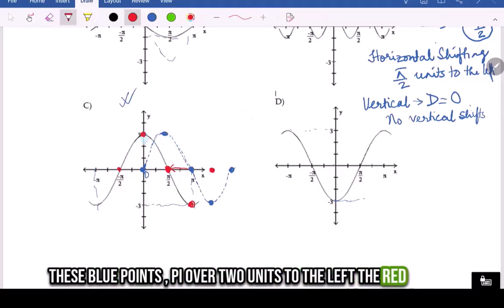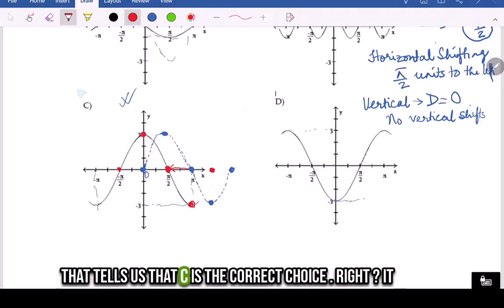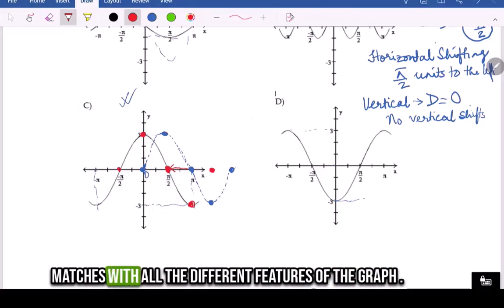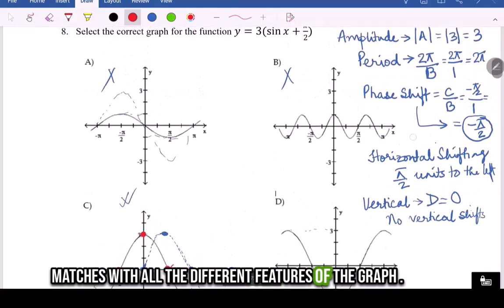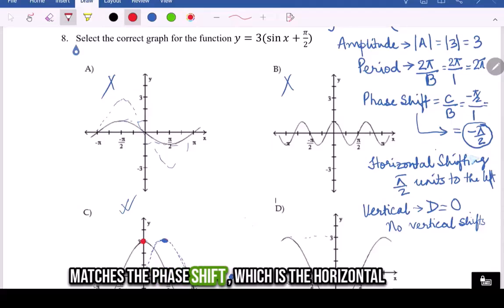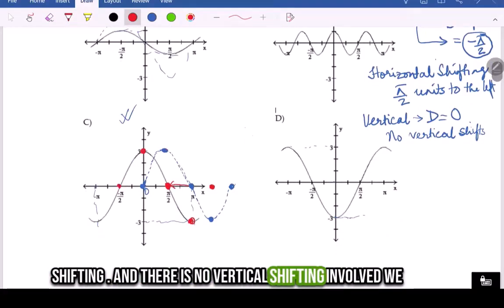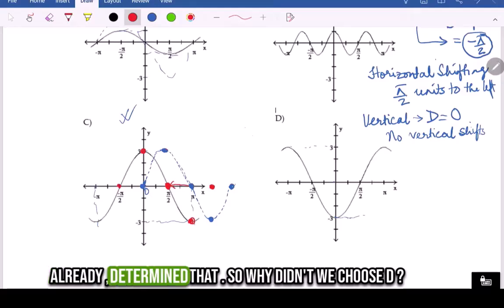So now we see all these points, these red points, after moving these blue points pi over 2 units to the left, the red dots are all on the graph given to us in picture C. So that tells us that C is the correct choice. Right? It matches with all the different features of the graph. It matches the amplitude, it matches the period, it matches the phase shift, which is the horizontal shifting, and there's no vertical shifting involved. We already determined that.